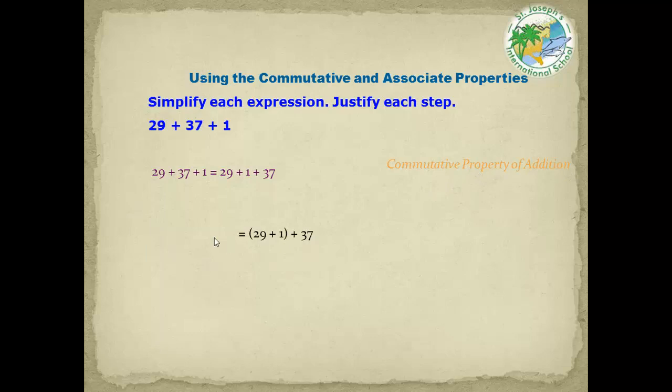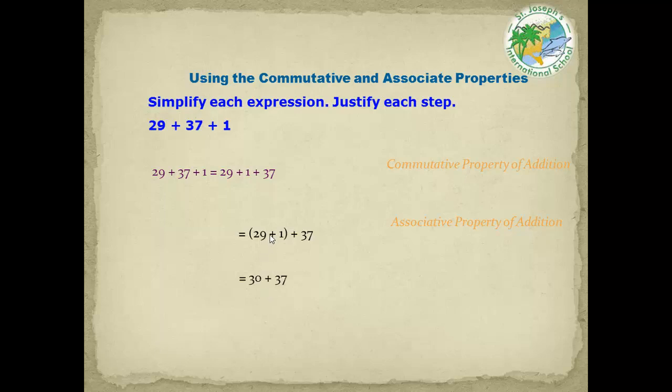Now, 29 plus 1 plus 37. We write bracket between two numbers. Then, this property is called associative property of addition.